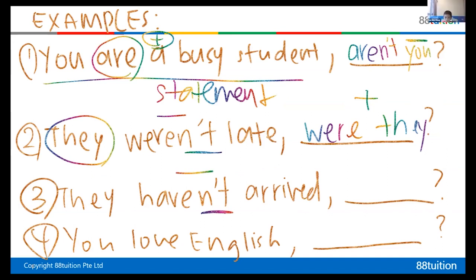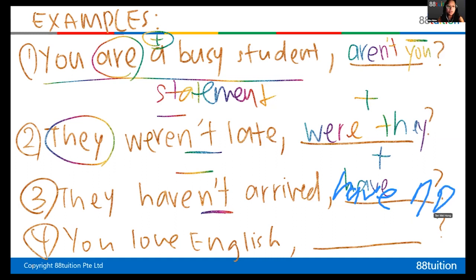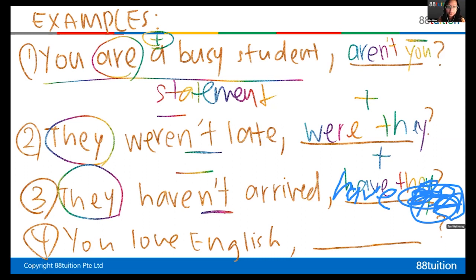So the tag must be positive because they're always opposite. Yes, very good. Have, then have what? Have not. Have what? Not have not. Have they, always a pronoun. Have they. Remember, you use an auxiliary verb, change it to positive or negative, then you add a pronoun. So this pronoun is they.